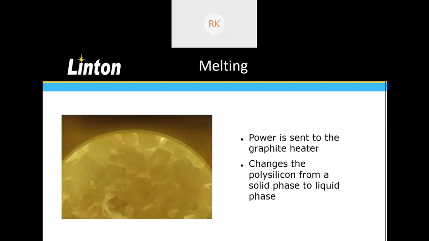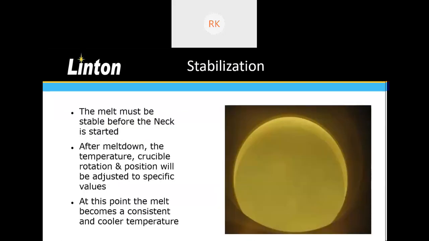Then we go into a melting process where we turn that solid into a liquid. We heat the silicon up. It melts at about 1420 C. The furnace is capable of going up to 1500 C or higher. Next.